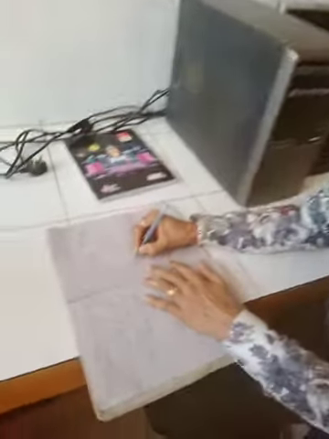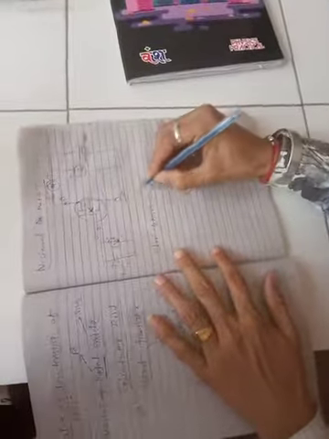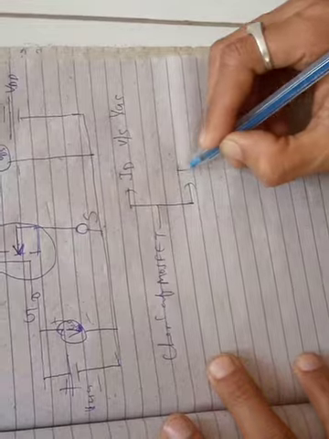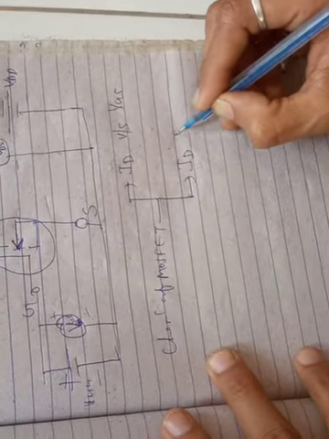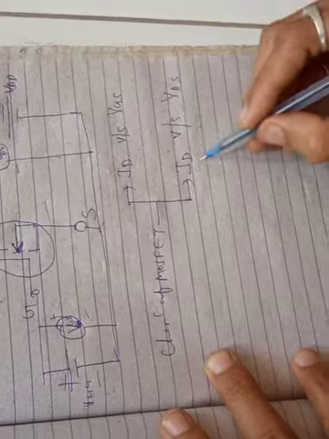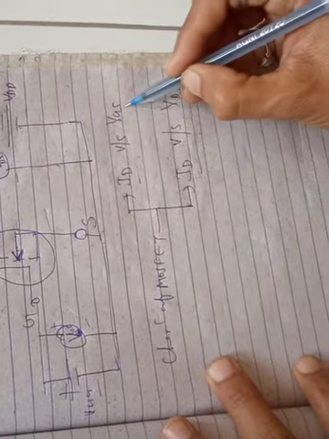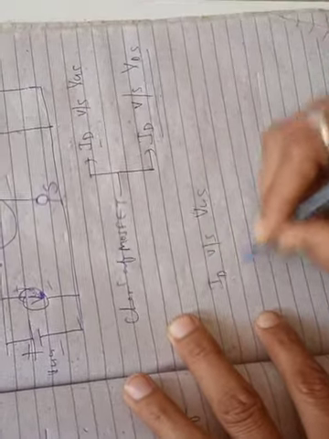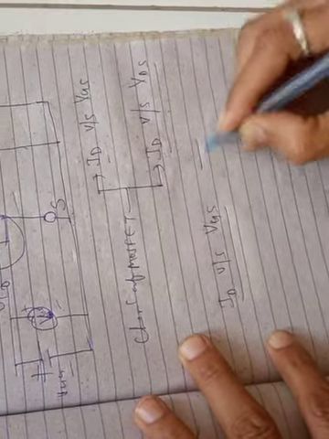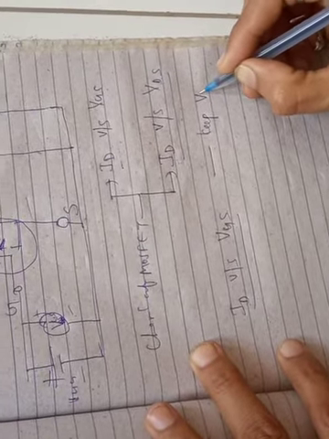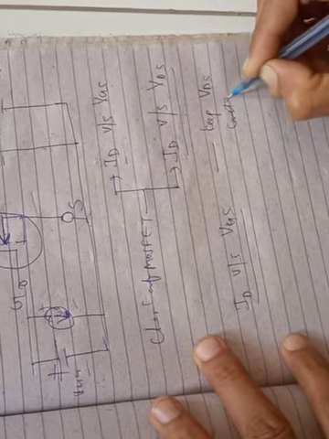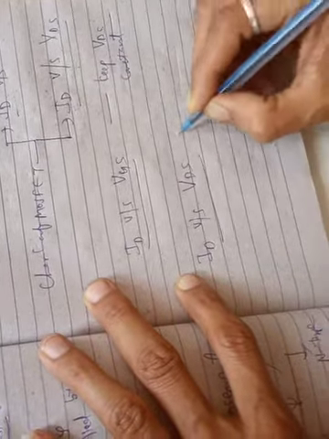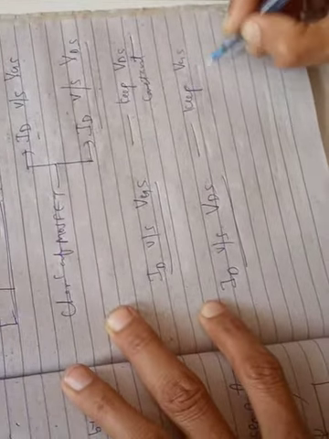So actually the characteristics of MOSFET will come when we draw the characteristics between drain current and gate to source voltage. And the second characteristics, when we draw between drain current and drain to source voltage, is known as output characteristics, and this one is known as transfer characteristics. During the drain current versus gate to source voltage characteristics, we keep voltage VDS constant, and during the drain current versus drain to source voltage characteristics, we keep VGS constant.